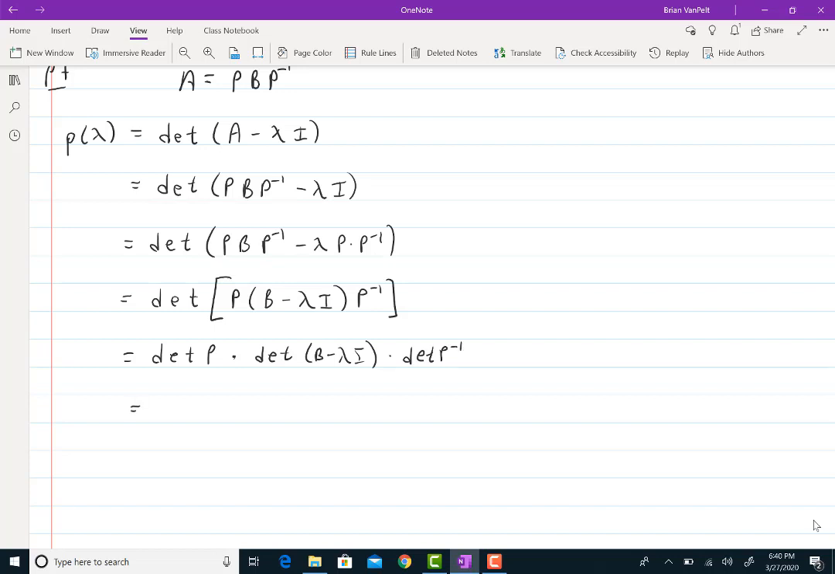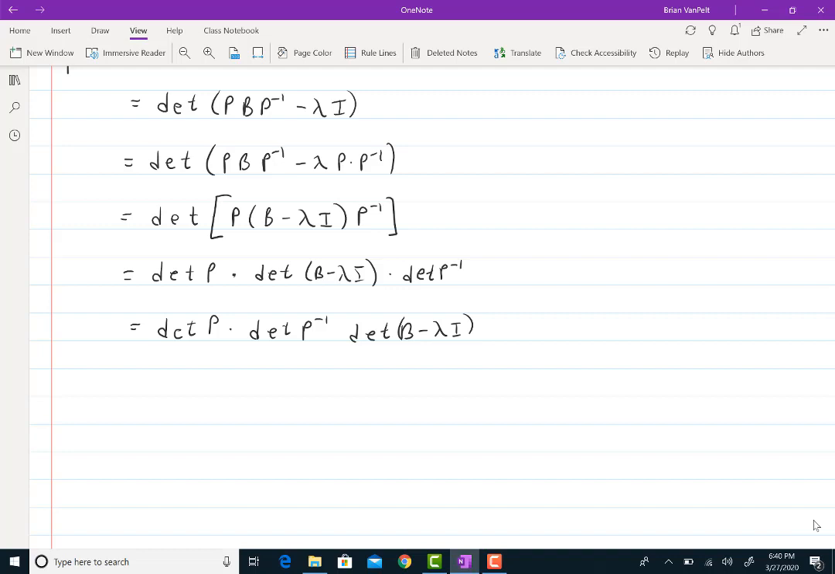Now I don't know if you remember this or not, but I can move these around. Multiplication is commutative for the determinant. Well, multiplication in the set of real numbers is commutative. And then I'll go ahead and combine the two determinants on the left here, the determinant of P inverse times the determinant of B minus lambda I.